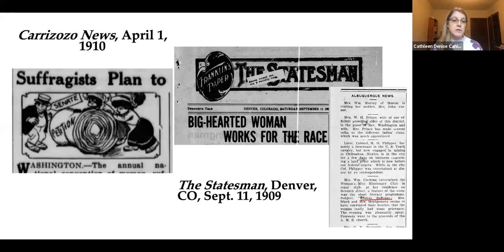In Carrizozo, the paper published this image, which is a caricature of a Black woman, and we can talk about why it's problematic. But what's so interesting about it is it clearly showed that Black women were part of the suffrage movement. This is a big petition that had been sent to Washington, D.C. Black women we see in one paper absolutely are part of the suffrage movement. We also see in the other paper that people were pretty aware of that, right?